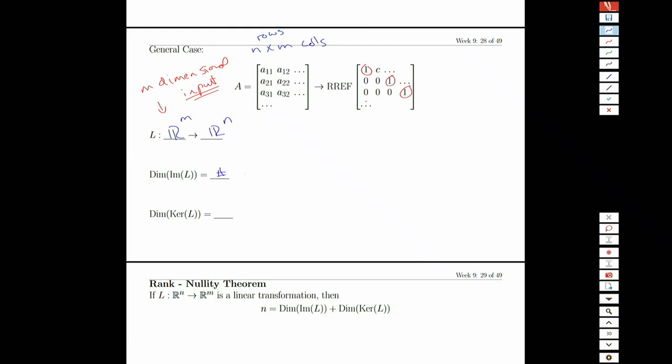And so that's going to be exactly like the last case. The number of leading ones in RREF is the dimension of the image. And the dimension of the kernel is going to be the number of columns without leading ones in that RREF.